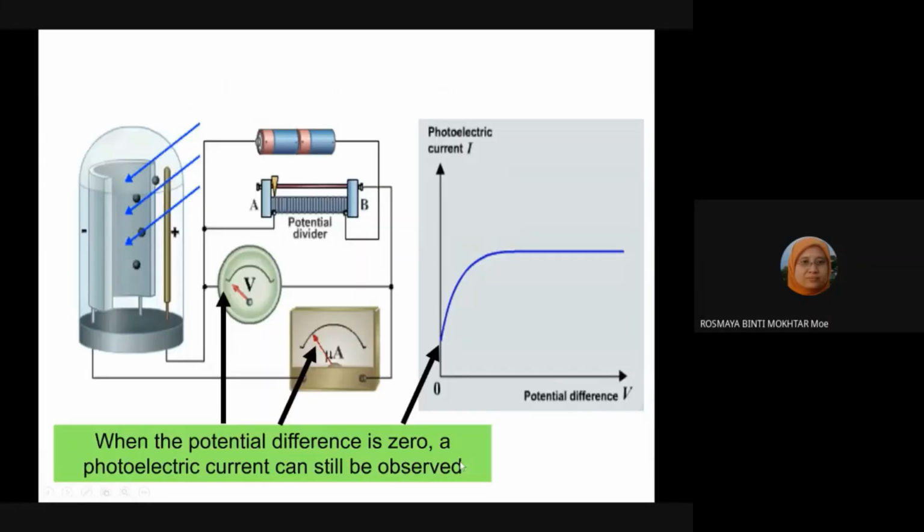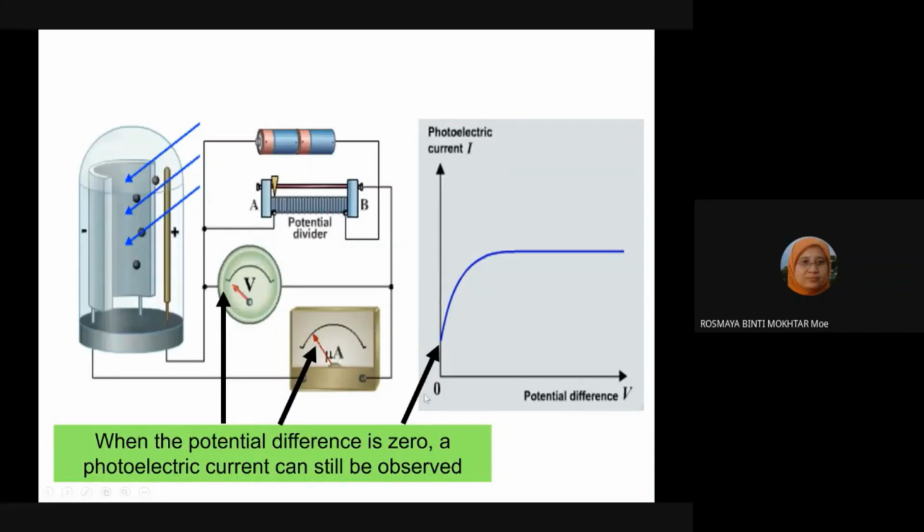Okay, so why does this happen? So we divide into 3 parts. The first part here, for the graph of photoelectric current against potential difference, the graph here doesn't start at 0 at the origin, it starts at some value here. So when the potential difference is 0, a photoelectric current can still be observed. So we plot the graph starting from here, not at the origin.